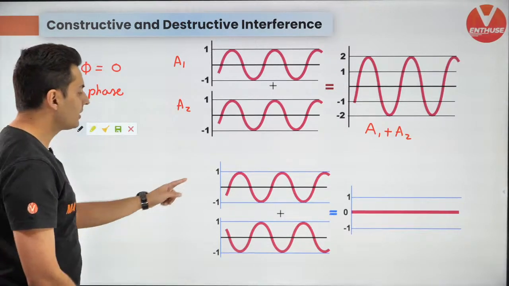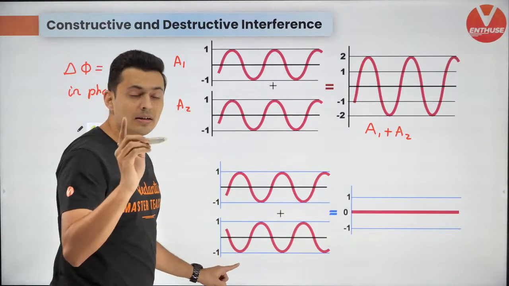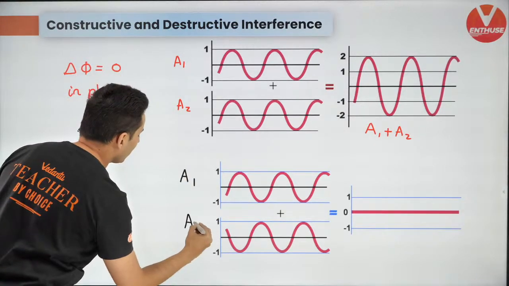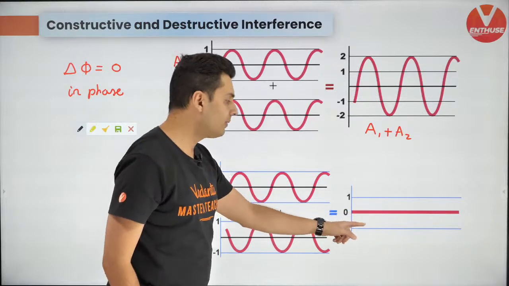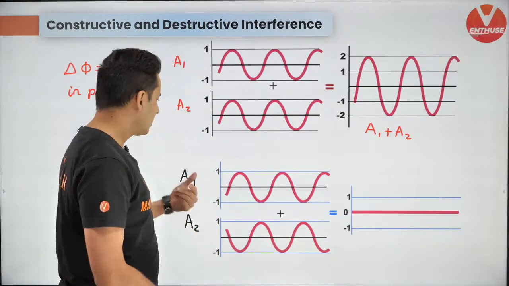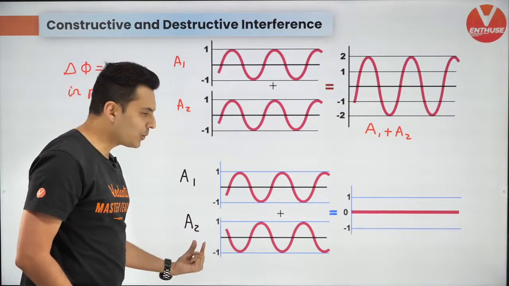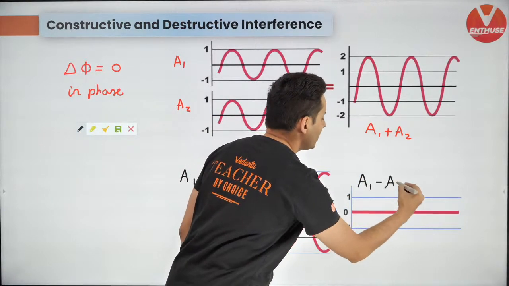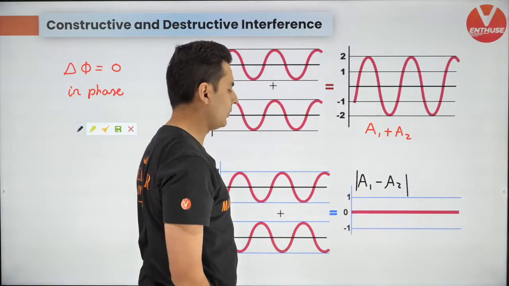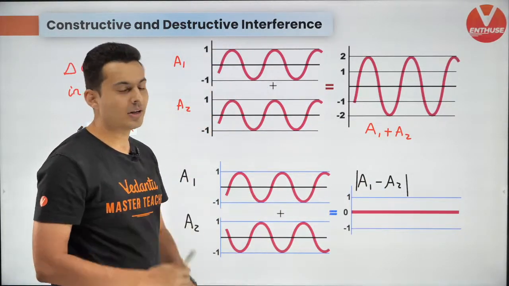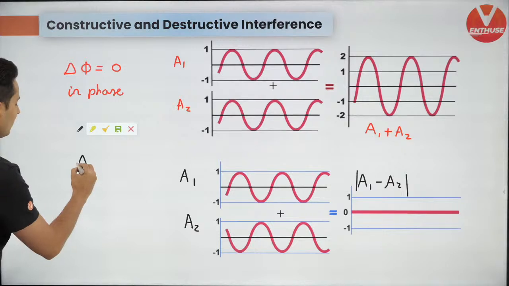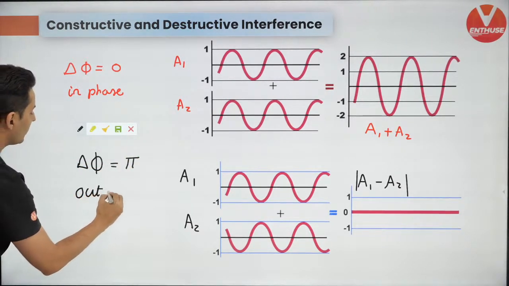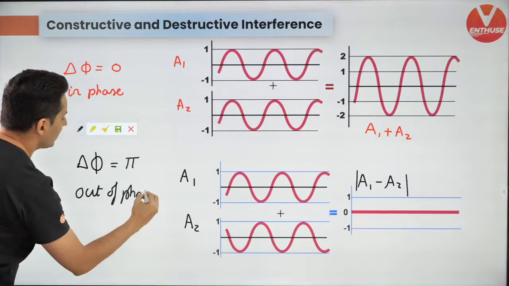Similarly, we have seen that if the crest of one meets the trough of the other and vice versa, and each wave has amplitude A1 and A2, the resultant wave may or may not cancel out, depending on their amplitudes. If they are equal, they will perfectly cancel each other out, but most of the other times, it will be the modulus of A1 minus A2, the bigger amplitude minus the smaller. In those cases, the phase difference between them is pi radians, and they are said to be out of phase with respect to each other.